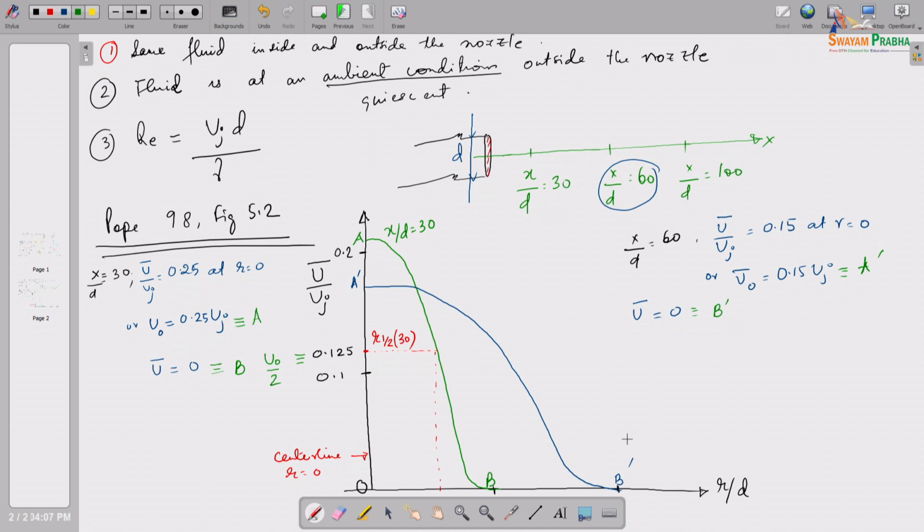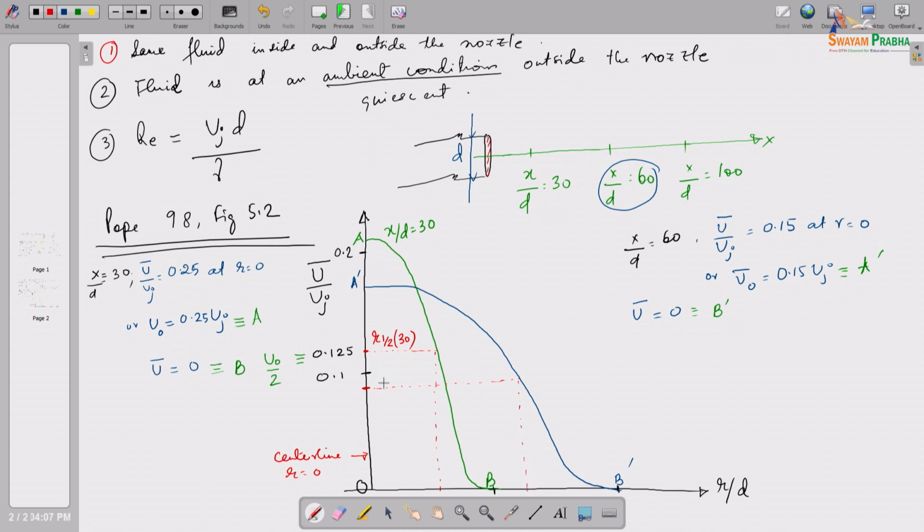And now I need half of this 0.15. Between 0 and A dash, where should I go? So 0 and A dash, it's 0.15. Okay, yeah, so it will be somewhere here, isn't it? It will be somewhere here, this one. So this one, now I go that way.